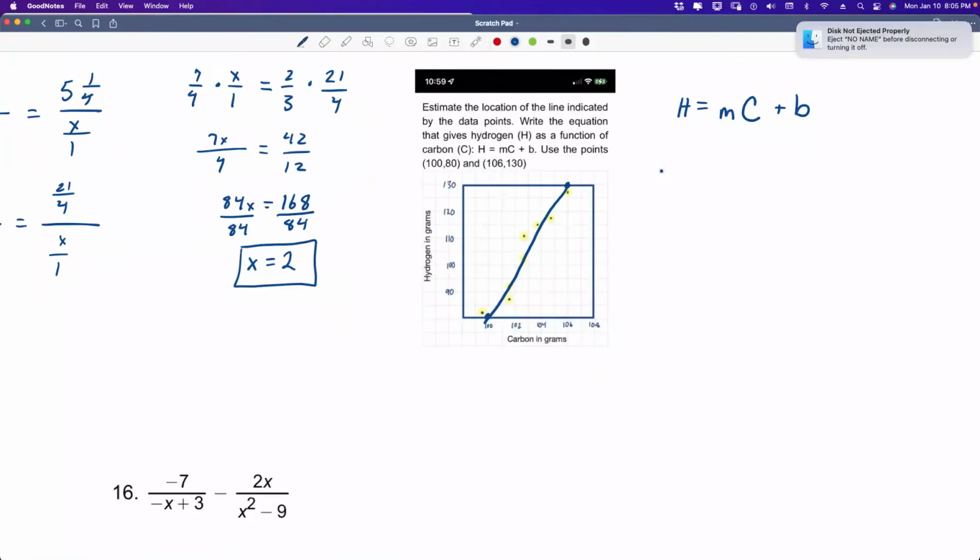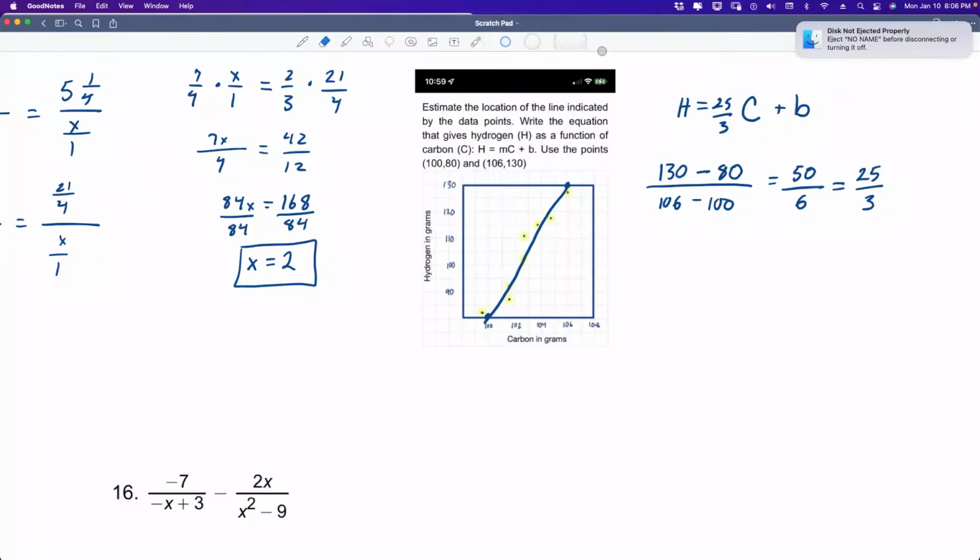So all we need to do is find where this is going to cross the y-axis. And that's going to be pretty easy. In just a moment, we're going to figure that out. But first, we're going to do the slope. And the slope is the change in y over the change in x. So our y points are 130 minus 80, and then the x values are 106 minus 100. So our slope is going to be 130 minus 80 is 50, over 106 minus 100 is 6. That reduces to 25 over 3. So we can replace the slope with 25 over 3 for now, just to remember what it is.